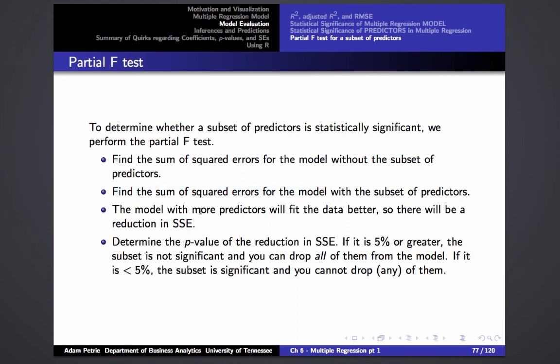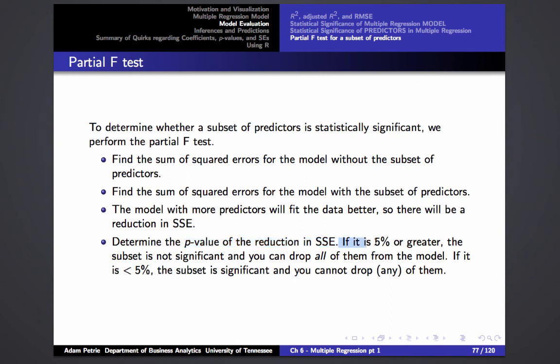So the model with more predictors, the more complex model, is going to fit the data better. It has more wiggle room. So there's going to be a reduction in the sum of squared errors when going from this simple model without those predictors to the model with the predictors. And what we're going to do is look at the p-value of the reduction in the sum of squared errors. We know that even if those new predictors that we're adding to the model are completely unrelated to y, that model's always going to fit the data better because it had more wiggle room, so we'll always see a reduction in the sum of squared errors. We need to figure out the p-value of that reduction, the probability of getting a reduction at least as big as what we observed just by random chance.